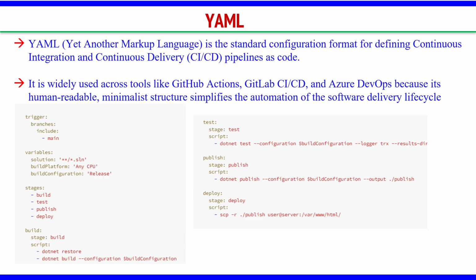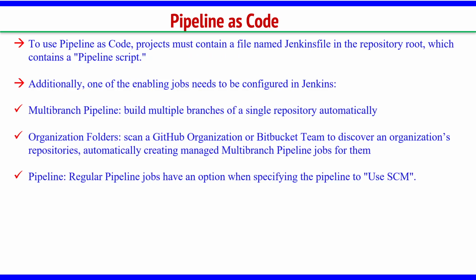So the file in which we write the pipeline code is called YAML. Okay, we'll understand it better, right? So to use pipeline as code, projects must contain a file named Jenkinsfile.